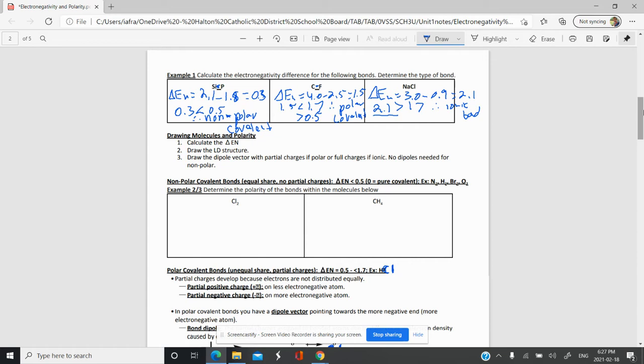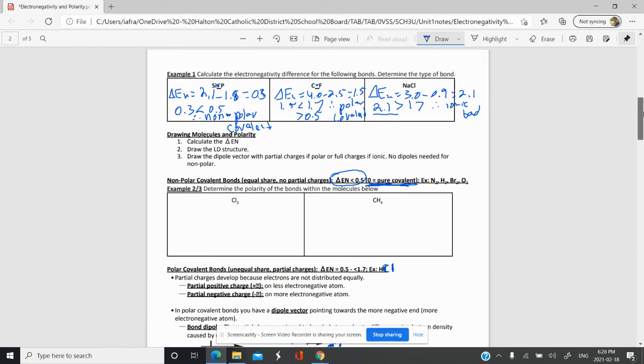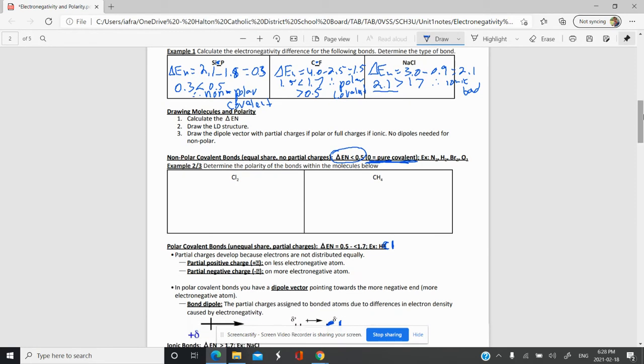So we're going to start with some examples of nonpolar covalent bonds within molecules. Remember, for nonpolar covalent, you'd have to have an electronegativity difference of less than 0.5. And if you're exactly on 0, that's pure covalent, which means it's as equal of a share as you can get because the atoms have the same electronegativity value. So let's start with Cl2.